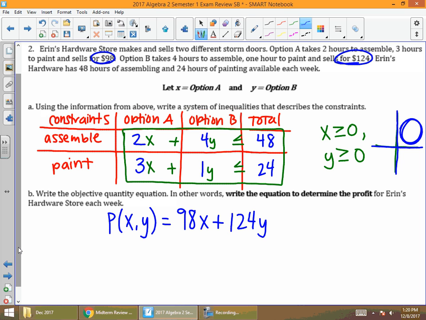So if we were to graph it and find the coordinates of the feasible region, this would be the function that we would plug back in to figure out what would create the highest profit for Aaron.